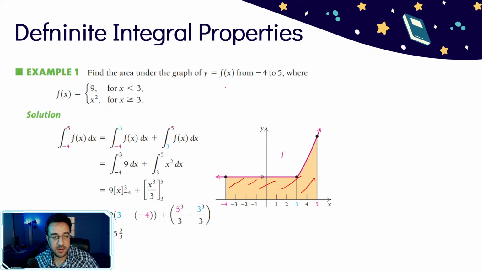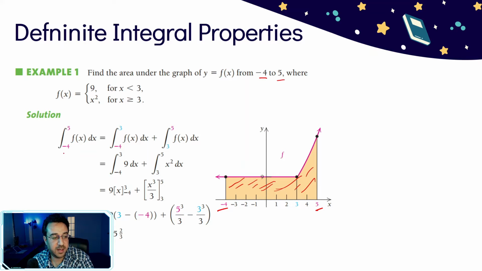So find the area under the graph or under the curve for y equals f of x, and he's giving you a limit from -4 to 5. So from -4 on the x-axis to 5, you need to find the area under the curve for that function that's split into two different representations in different intervals.